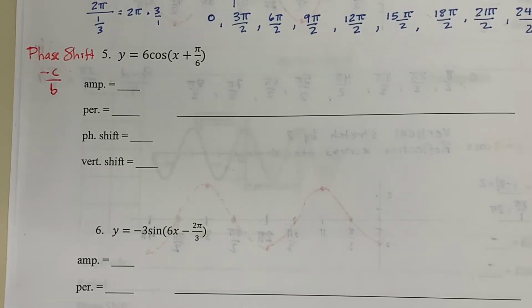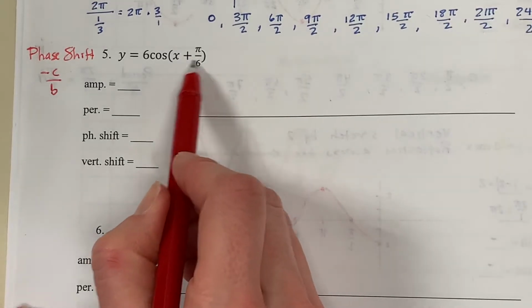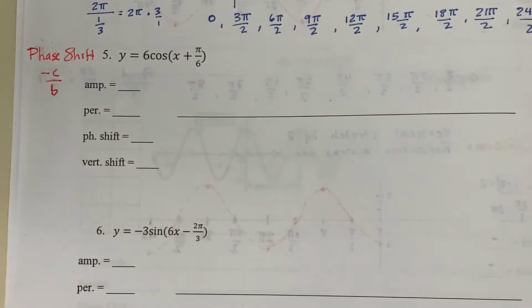Lesson 4.4, problem number 5. Okay, this time I have y equals 6 cosine times the quantity x plus pi over 6. Now, in this function, I have a c value. And when I have a c value, or a value that follows x, that means there's a phase shift. A phase shift is a horizontal shift left or right, and you can find the phase shift by calculating opposite c over b.